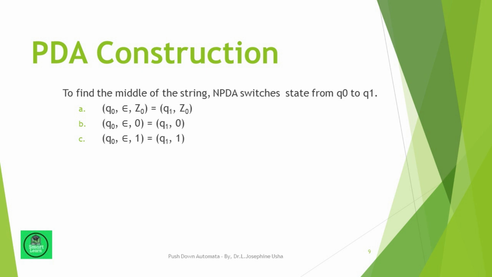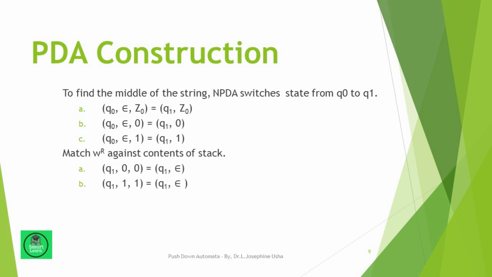You read all the symbols in W. In the next step you have to move to the next state, from Q0 to Q1. Without reading any input symbol, you move to the next state. So from the state Q0 you read the symbol epsilon, that means the empty string, and you go to the state Q1.